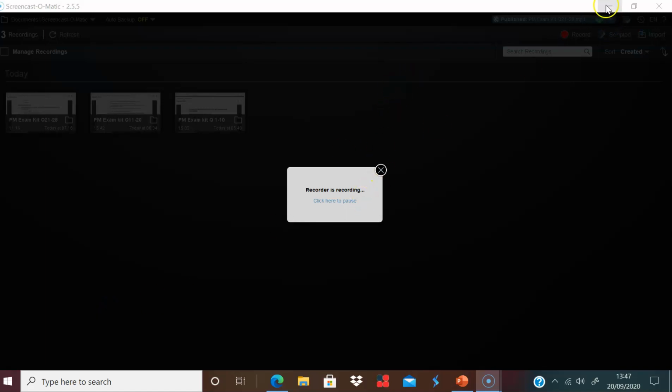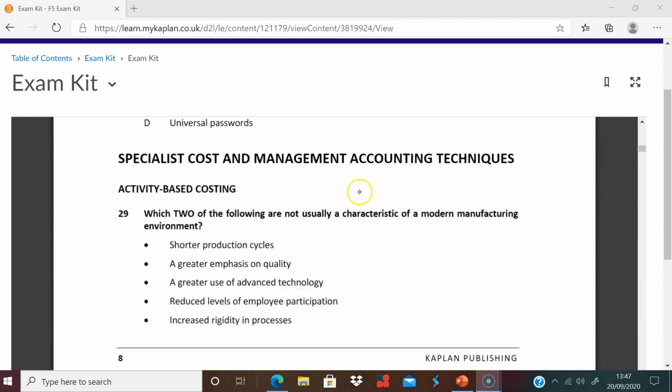Okay, right. Let us carry on with these questions. This is question 29. We'll probably go from question 29 all the way to, I'm hoping, 33, but let's see. Which of the two are not usually characteristic of a modern manufacturing environment? This is chapter 4, so you want to have read chapter 4 before you attempt this batch of questions.